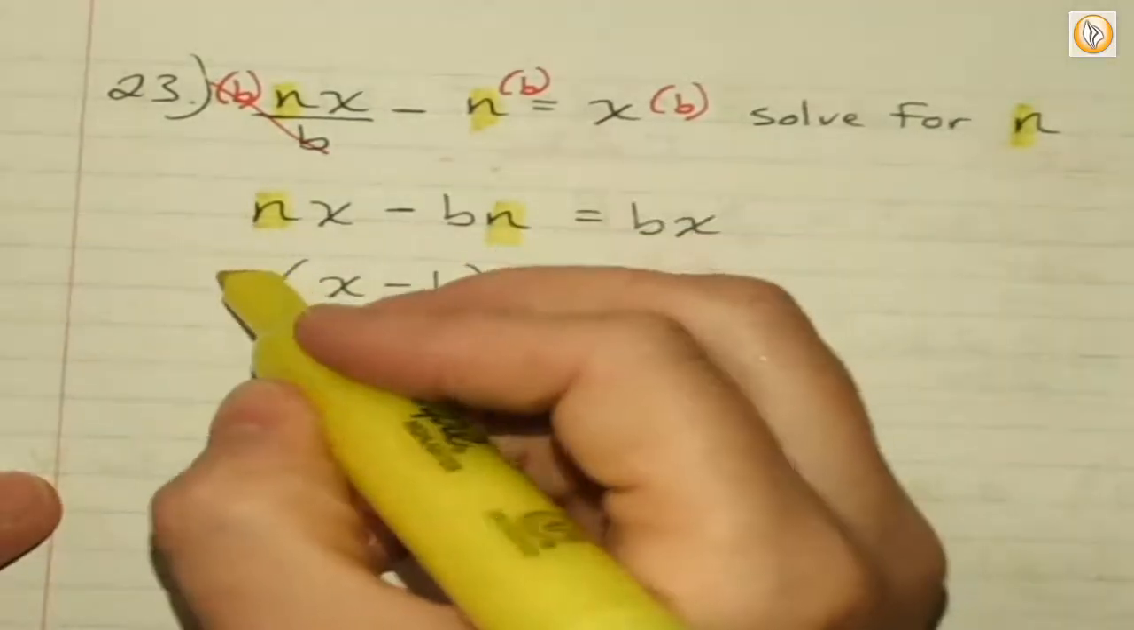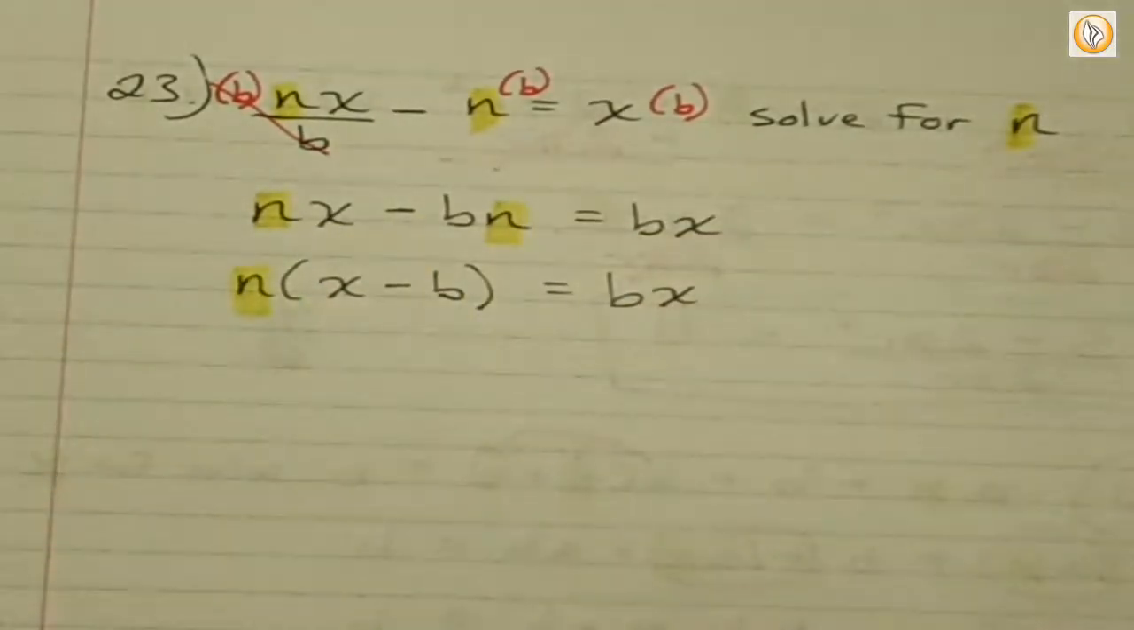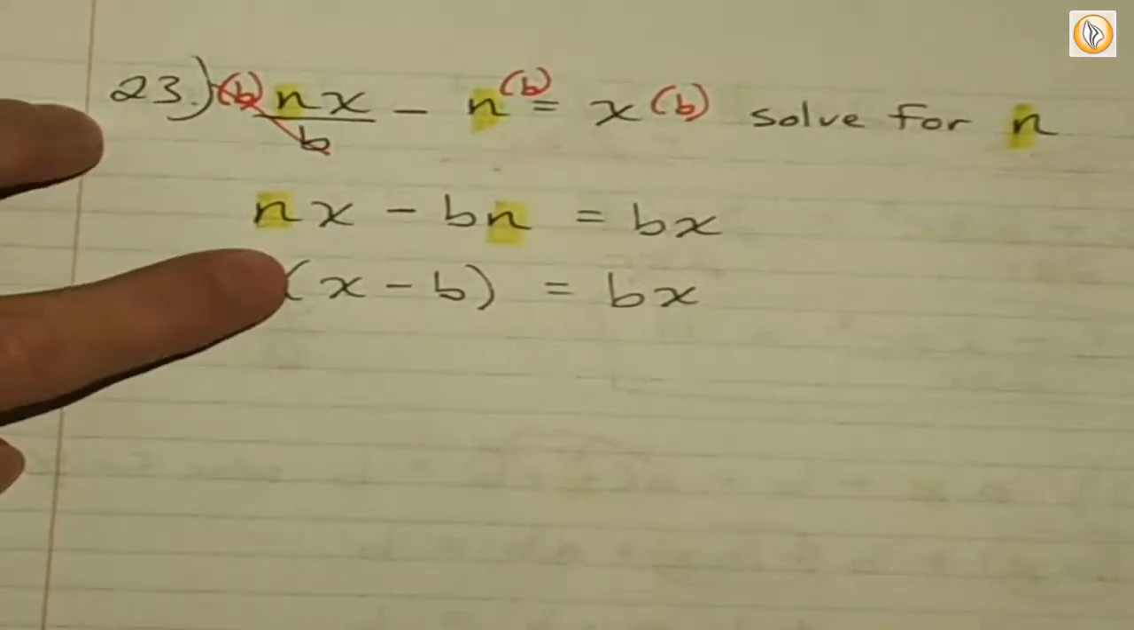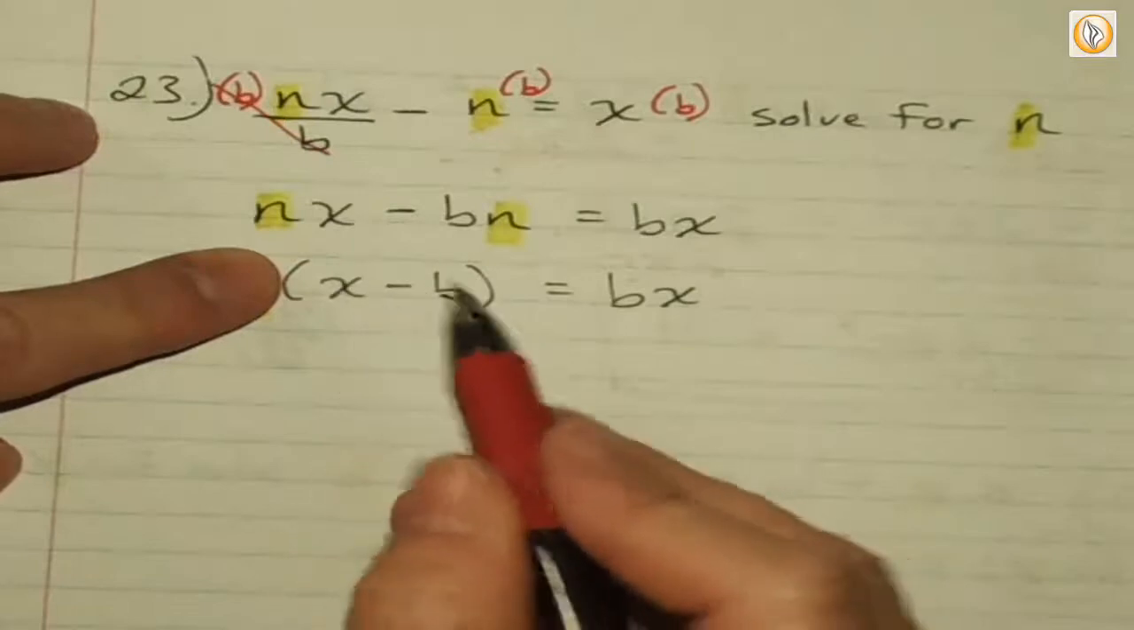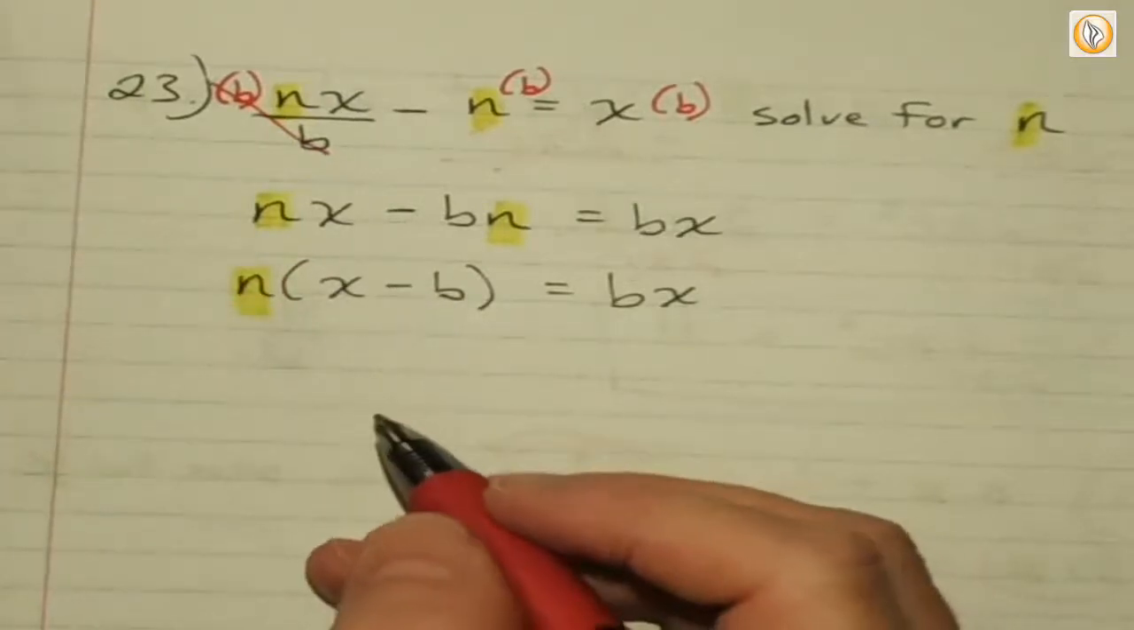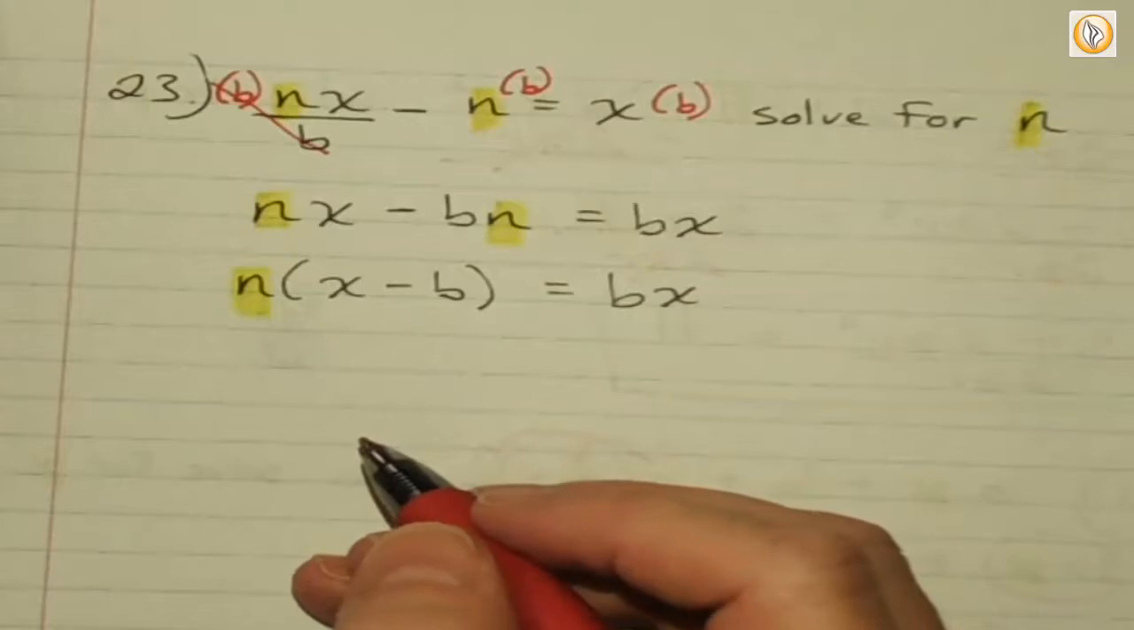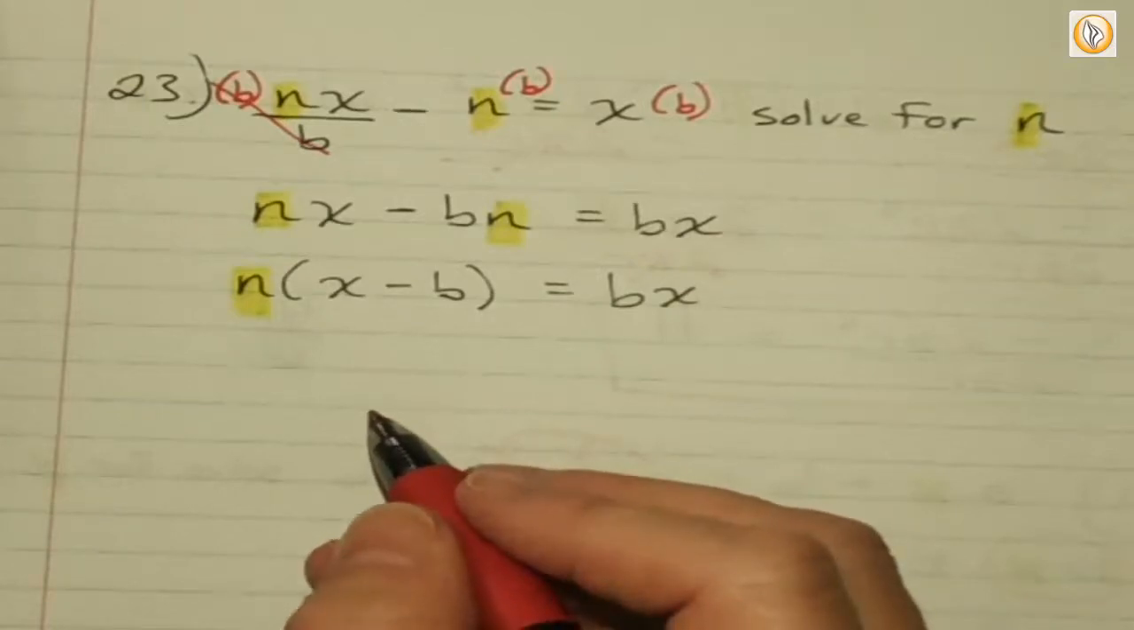Do you subtract the other setbacks? Or do you divide those? What are we trying to get rid of? X and B? We're trying to get rid of the whole thing, right? Oh, yeah, okay, so bx divided by x minus b.